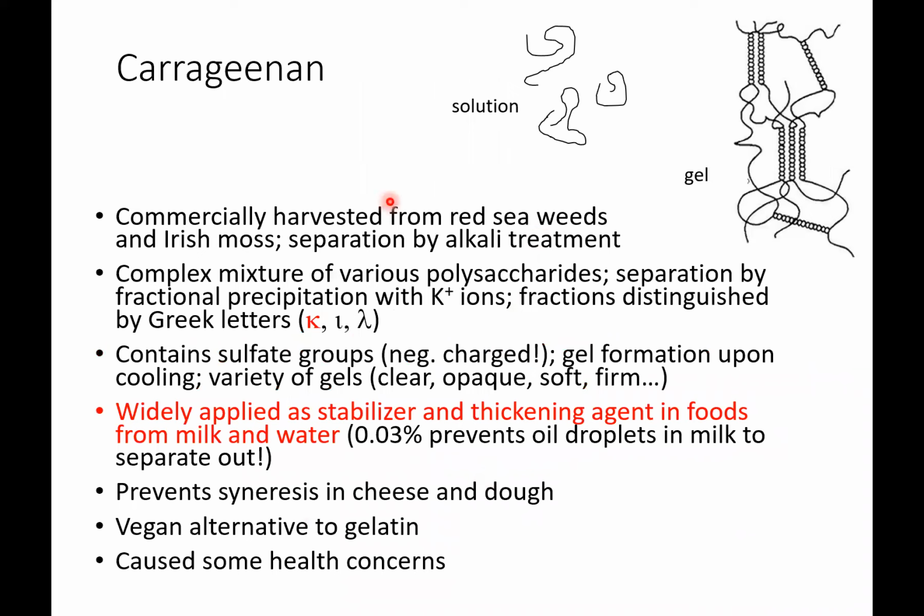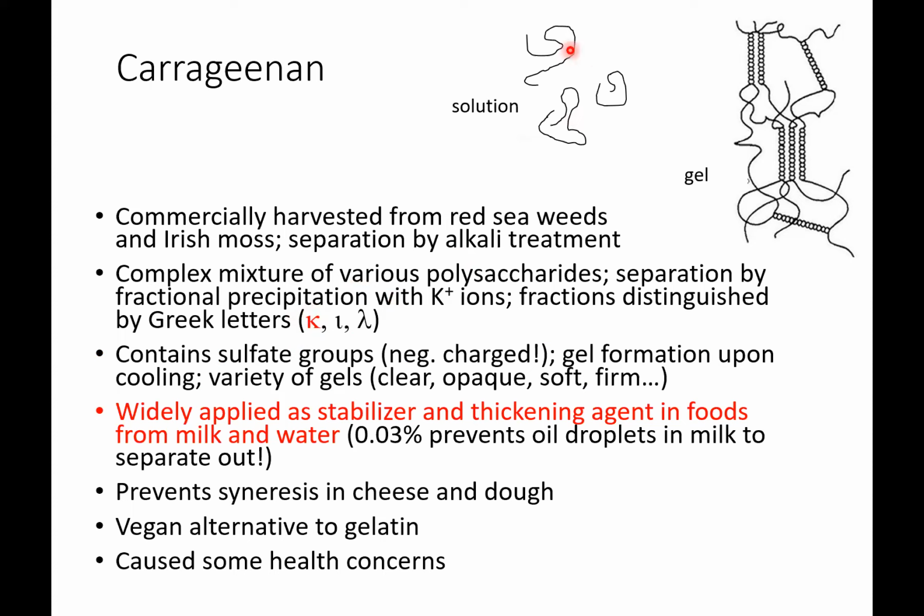Now, carrageenan is also very important. It is important because it can be used at very low concentrations. So it works very well. It has sulfate groups in the structure. There's a whole family of polysaccharides that belong to this carrageenan. The kappa carrageenan is the most important one.